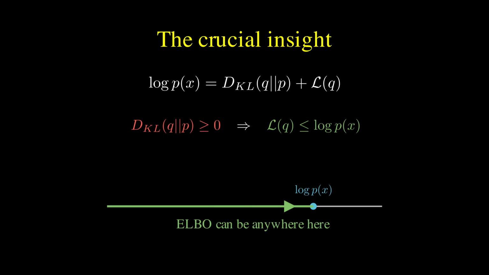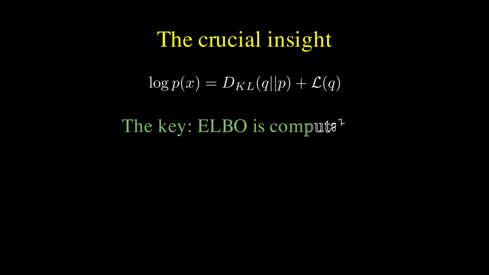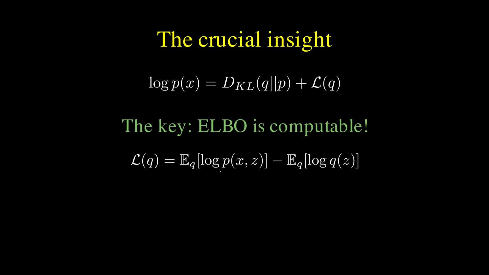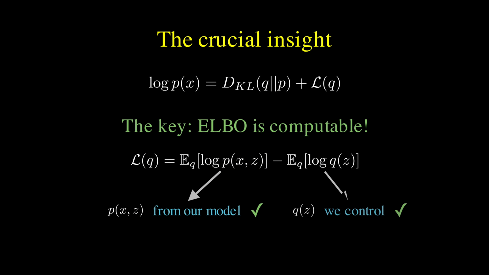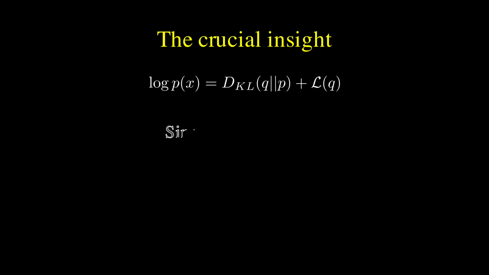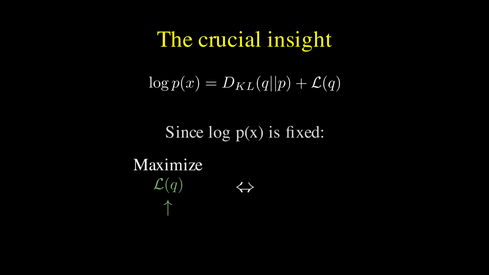And here's the key. The ELBO only contains terms we can actually compute. We know P(X,Z) from our model, and we control Q(Z), so we can evaluate this expression. And since log P(X) is fixed for our data, maximizing the ELBO is exactly the same as minimizing the KL divergence.